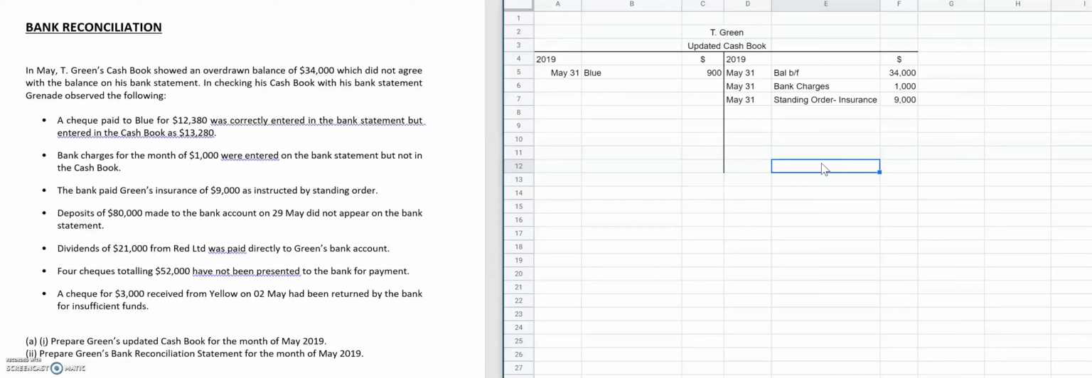Next, dividends of $21,000 from Red Limited was paid directly to Green's bank account. Now, the mere fact that this was paid directly to the bank account, it signifies that the entry would already be on the bank statement, where the entry would not be recorded at the time would be in our cash book, so we need to put it in our updated cash book.